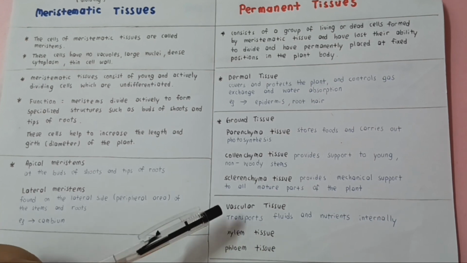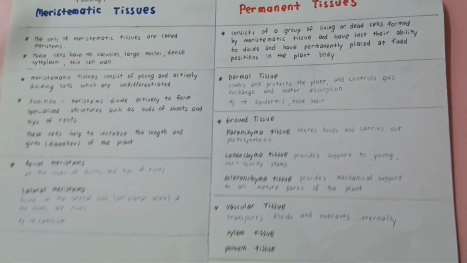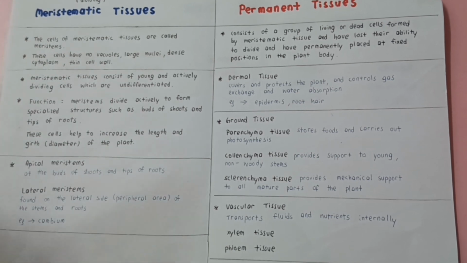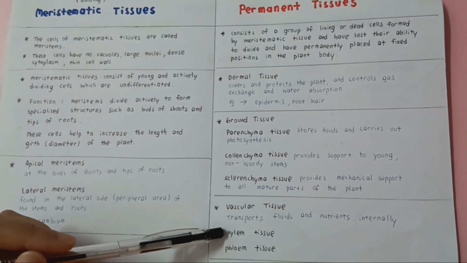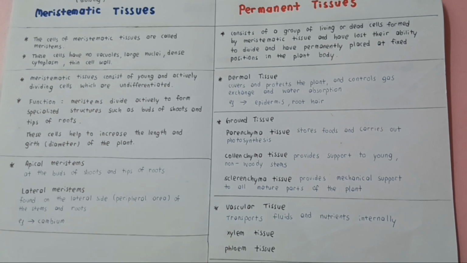Next one, vascular tissue. They will transport fluid and nutrients internally. That is the function of vascular tissue. The xylem tissue will transport water and mineral salts from the soil to other parts of the plant. The phloem tissue will transport organic substances from the leaf to the other parts of the plant.